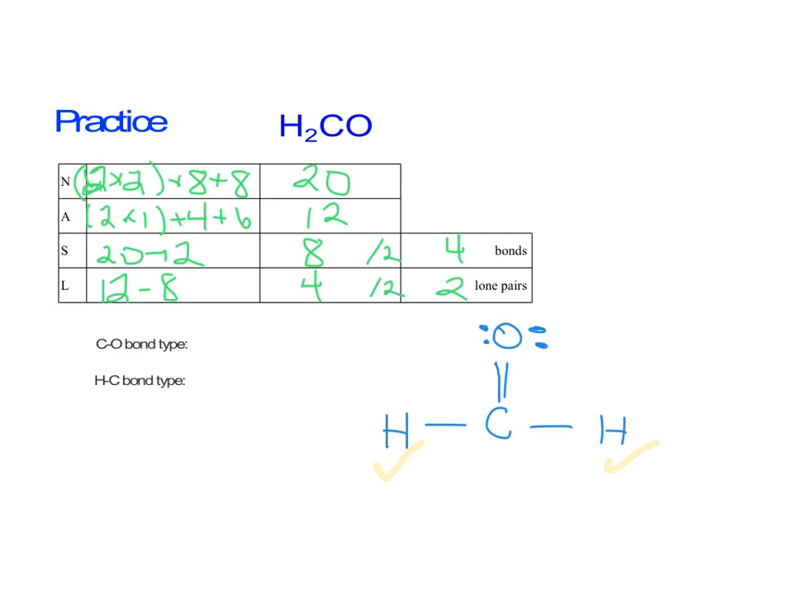Now we've got to answer these questions about bond types. Both of these bond types, CO and HC. We've got a C to O bond right here, and a C to H bond here. So this molecule contains two types of bonds. Both of them contain all nonmetals, but two different nonmetals. So both of these would be polar covalent bonds.